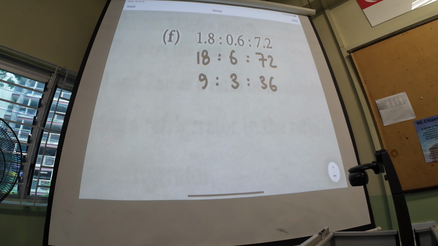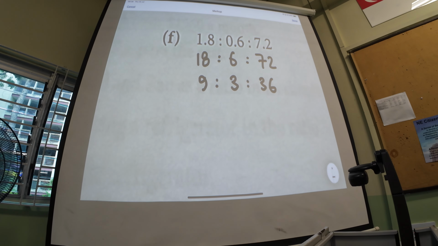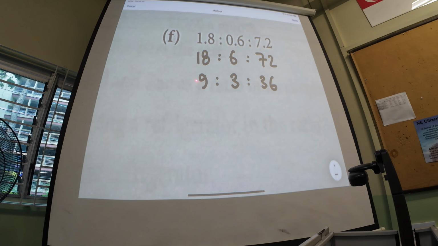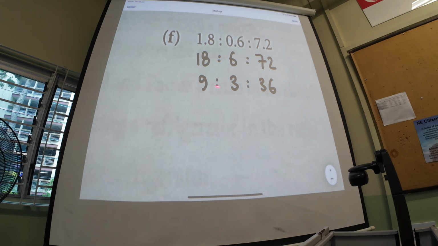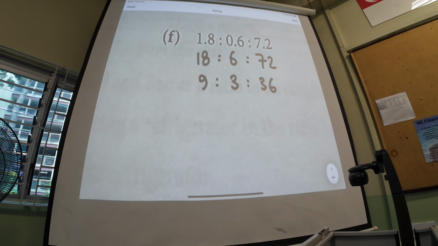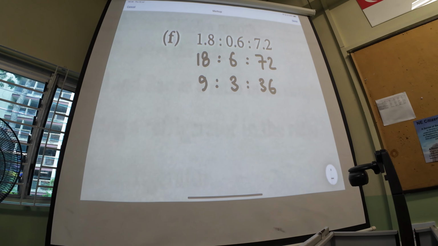Now that I divided all of them by 2, I think again, can I still simplify further? 2 cannot, because these are odd numbers. The next number I will try is 3. 9 can divide by 3, 3 can divide by 3, 36 can also divide by 3. So I will divide all of them by 3 also.